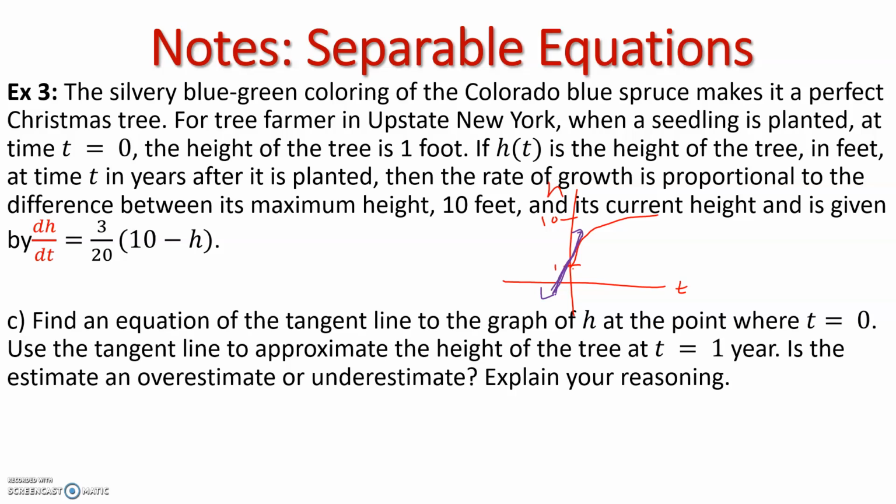So what we want to do is find the slope of our tangent line by plugging in to dH/dt our initial time of 0. Now we know at t equals 0, we have h equals 1. So we're going to plug in h is 1. So we get 3/20 times 10 minus 1, which becomes 3/20 times 9, or 27/20. We see that that is the slope of our tangent line.